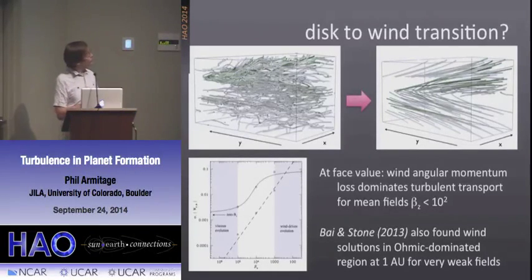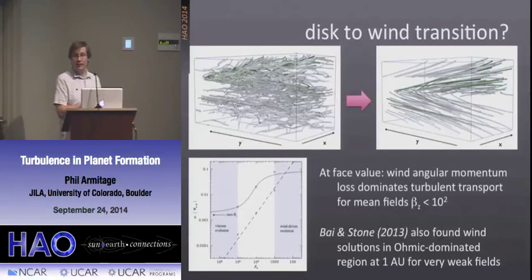Now, there's also an interesting possibility, which is still quite speculative, I should say, of a transition between turbulence within the disk and a wind from the disk. So we have these two possible ways in which angular momentum could be transported or lost within the fluid.